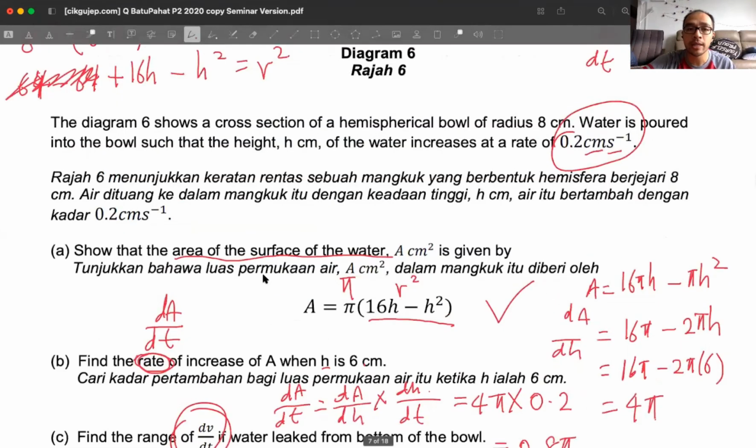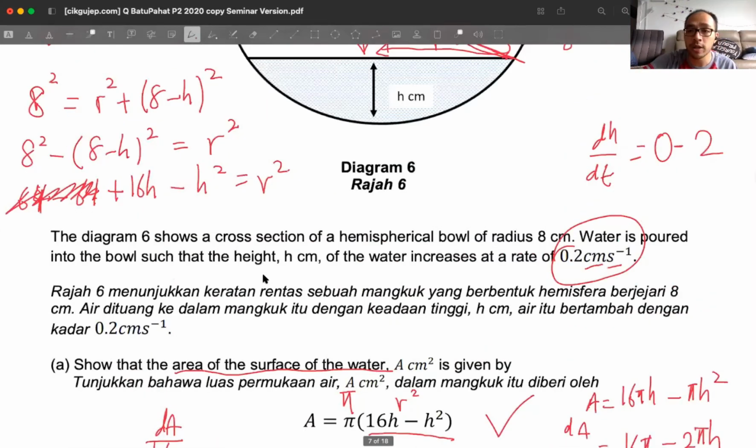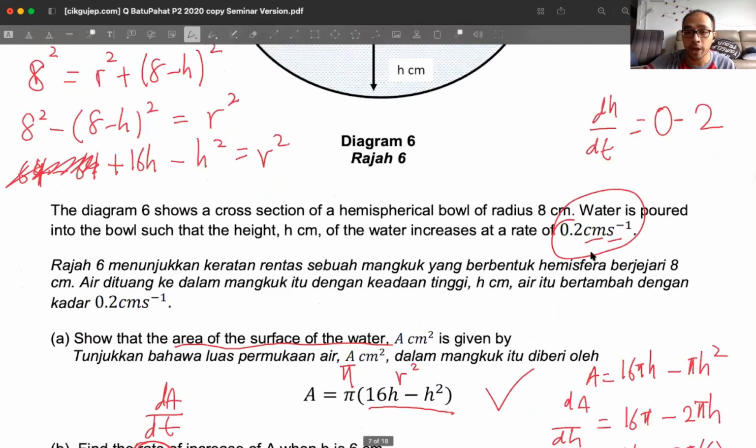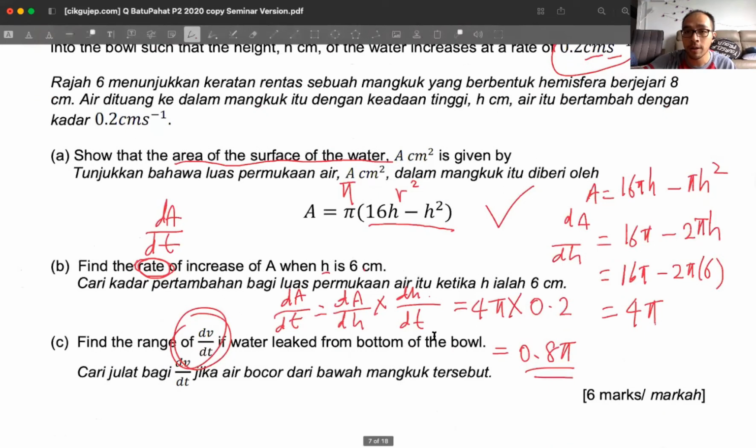If you answer differentiation questions, especially those involving rate of increase, questions involving rate, we usually have to use the chain rule. So learn to understand how the chain rule works, because it's actually very simple. What you want to find, you put here. Then you split it, dA on top, dt at the bottom, and then find the connecting variable.